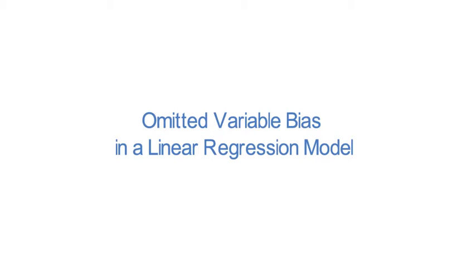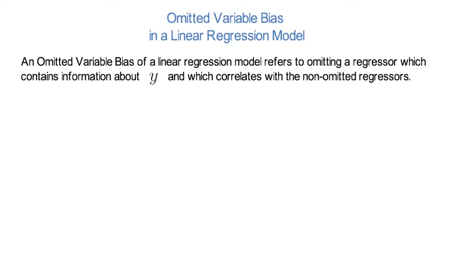This video explains the concept and implication of an omitted variable bias in a linear regression model. Simply speaking, an omitted variable bias of a linear regression model refers to omitting a regressor which contains information about y and which correlates with the non-omitted regressors.